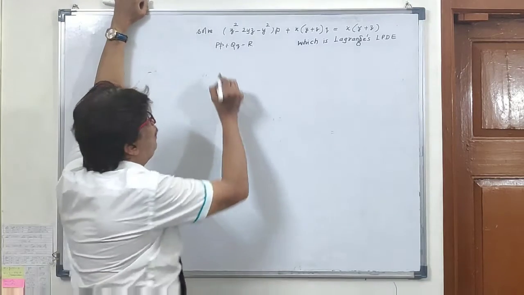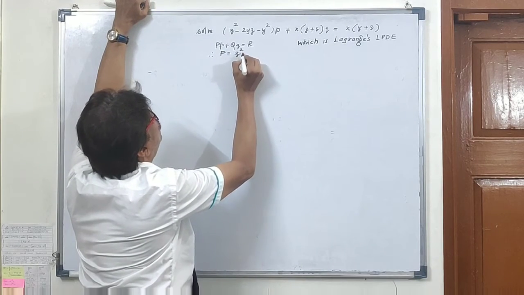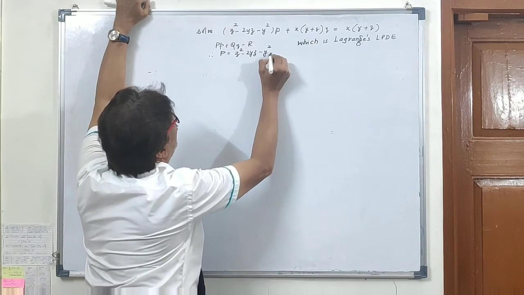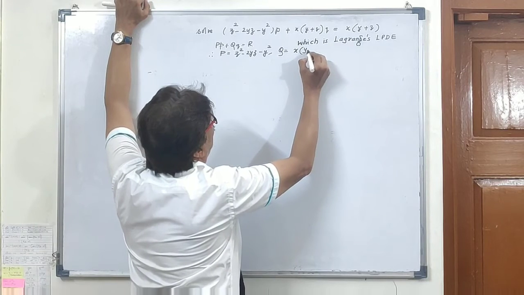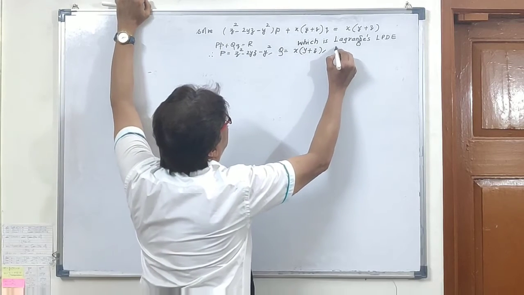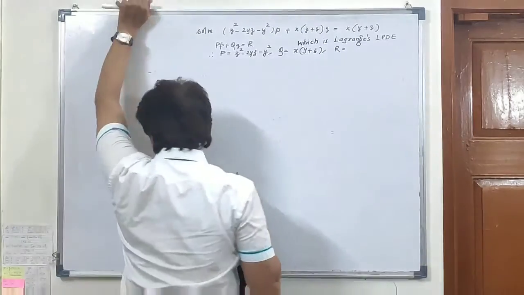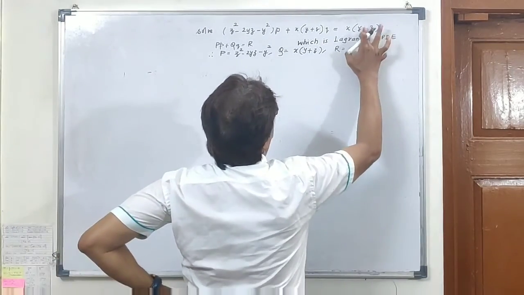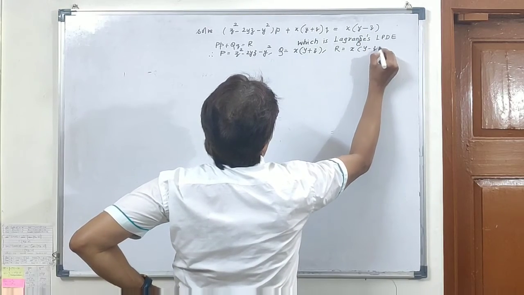So the value of capital P is z square minus 2yz minus y square, and the value of capital Q is x into y plus z, and capital R is, in one place x into y plus z, it should be minus, x into y minus z.